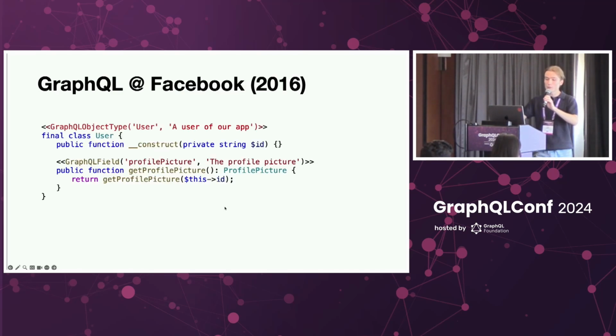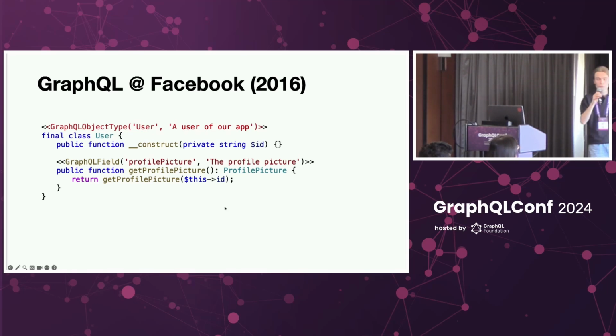And I want to show you an example from Facebook. It's from 2016, so a long time ago. And this is a PHP-based implementation of GraphQL. To be precise, it's in Hack. So it's typed PHP. And over here we can see our user example again. And the user in this case is annotated. So first of all, we annotate the user with a GraphQL object type annotation. And we're passing over a type name for our schema. And then we annotate the profile picture function as well.